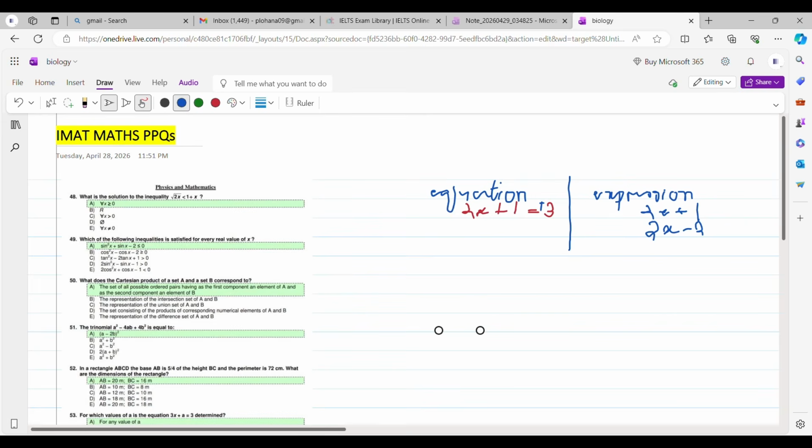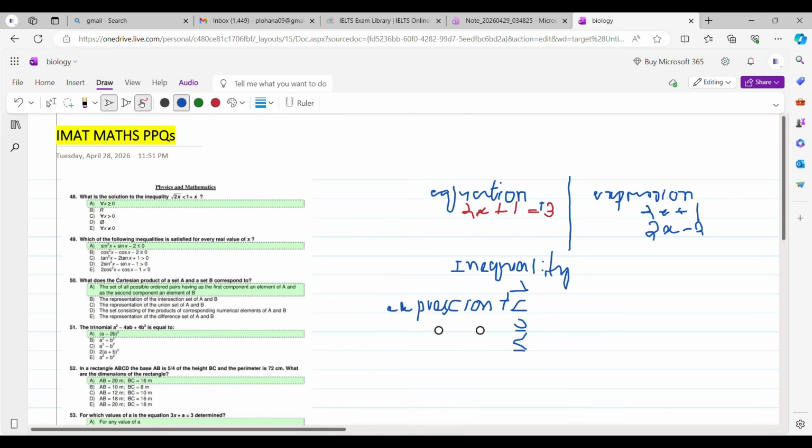Now let's move towards the inequality that is given to us in the 48th question, which we are supposed to solve. An inequality is basically very simple too. An inequality is an expression with a sign such as greater than, less than, greater than or equal to, or less than or equal to. So an expression with any of these signs is what an inequality is.